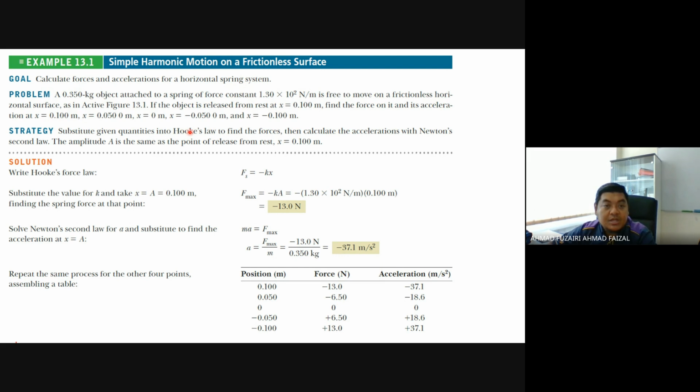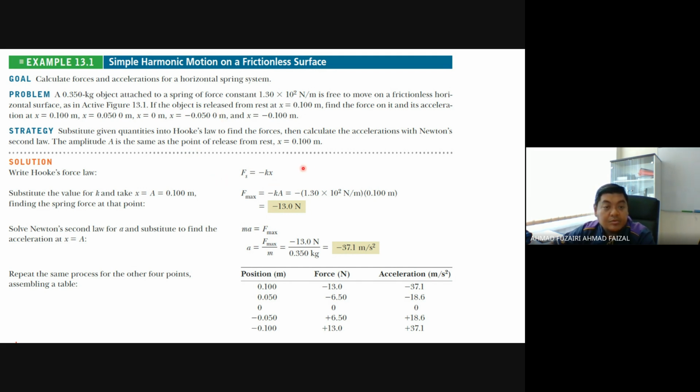So if the object is released from rest at x equals 0.1 meters, find the force on it and its acceleration at x equals 0.1, x equals 0.05, x equals 0 meter, x equals negative 0.05 meters, and the last one, x equals negative 0.1 meters.